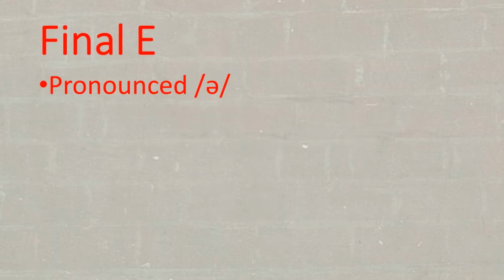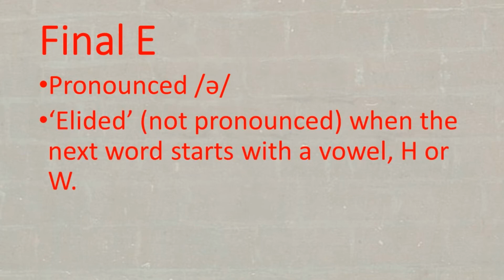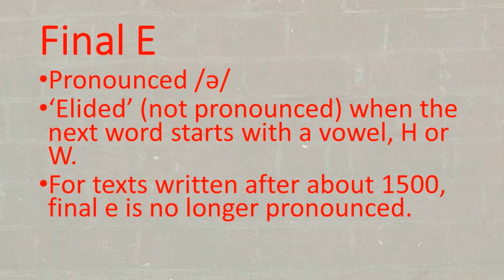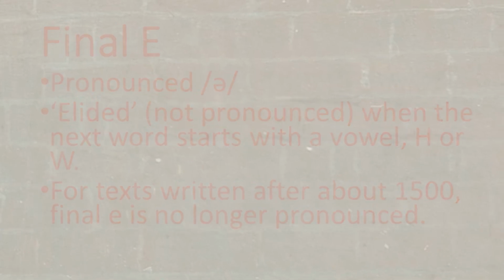In Middle English, an E at the end of the word doesn't have an effect on the vowel before it and was often pronounced. When the next word begins with a vowel, or with a H or a W, the final E is elided. Basically, it isn't pronounced separately because the sound of the two vowels runs together. Sometimes poets might leave the final E unpronounced to keep the rhythm of the line. By 1500, the final E is not usually pronounced.